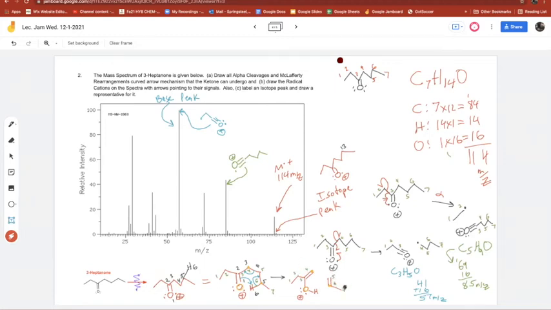Looking good. The formula for this fragment is C4H8O. Let me double check that. 1, 2, 3, 4, 5, 6, 7, 8. Yeah. 1, 2, 3, 4. Yep. This looks good. And the mass of that then would be, we're out of room. I'm going to do it up here.